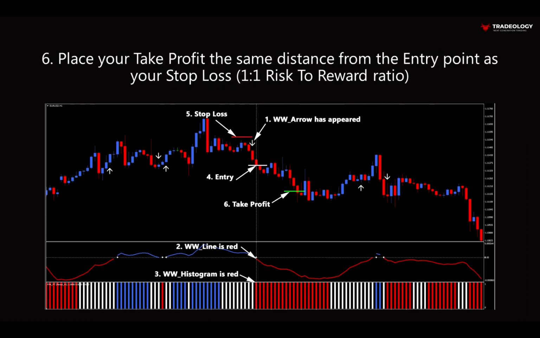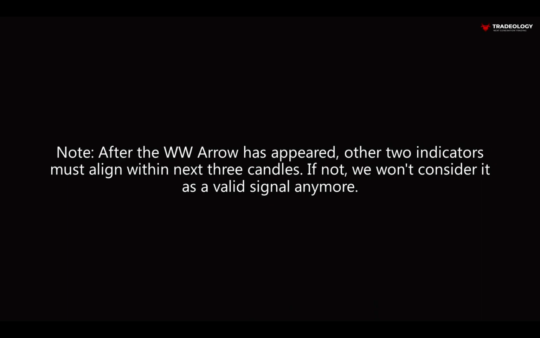6, place your take profit the same distance from the entry point as your stop loss for a 1-to-1 risk to reward ratio. Note again, after the WW arrow has appeared, the other 2 indicators must align within the next 3 candles. If not, we won't consider it as a valid signal anymore.